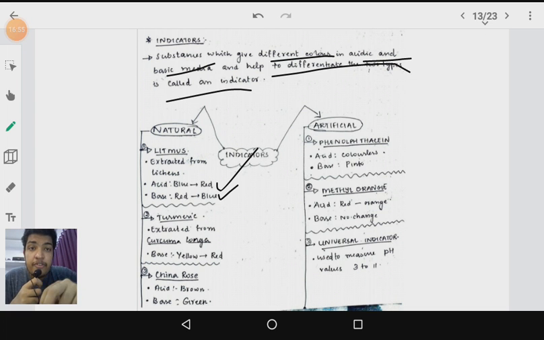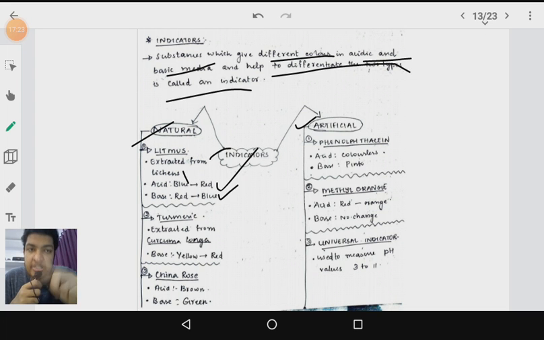There are two types of indicators. The first one is known as natural indicators, and the second one is known as synthetic or artificial indicators. Examples of natural indicators include turmeric, China rose, and litmus. The first one is litmus. Litmus is extracted from lichens. This litmus changes blue litmus to red if it is an acid, and red litmus changes to blue in the presence of a base.